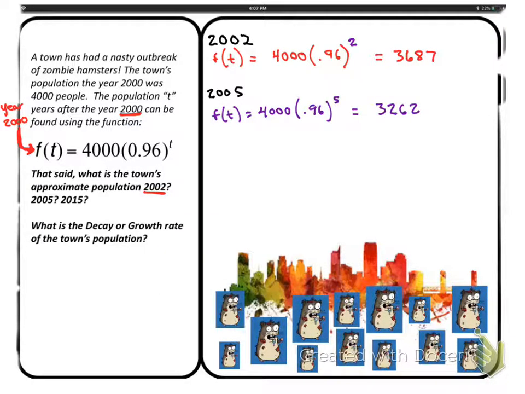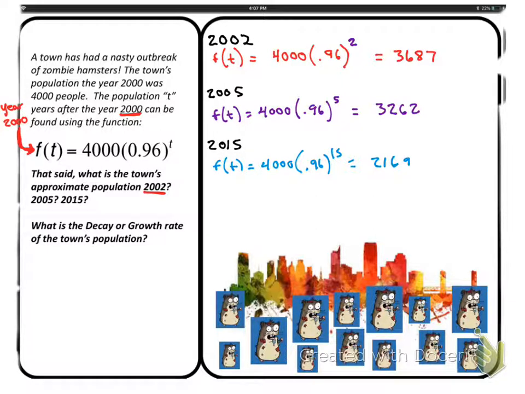And lastly, we need to do the year 2015. So f of t equals 4,000 times 0.96 to the 15th power. So again, we pull our calculator because 15 years has passed, so we're going to put 15 as the exponent. 4,000 times 0.96 to the 15th power gives us 2169. Okay, so there we have our 3 years for these hamsters.